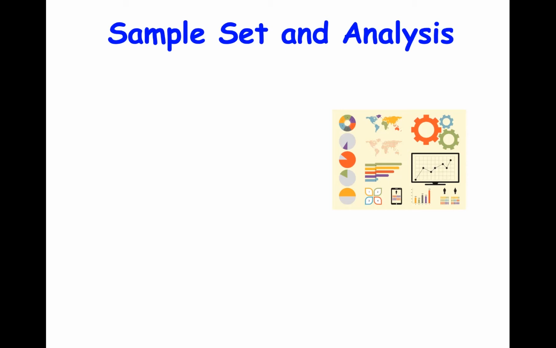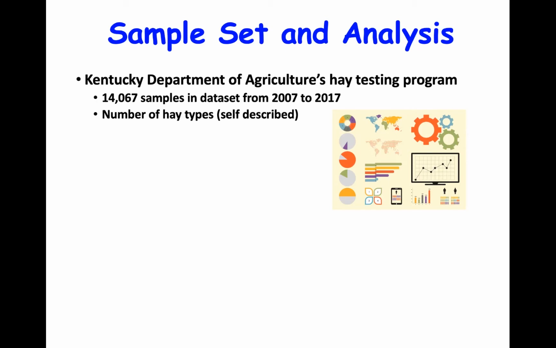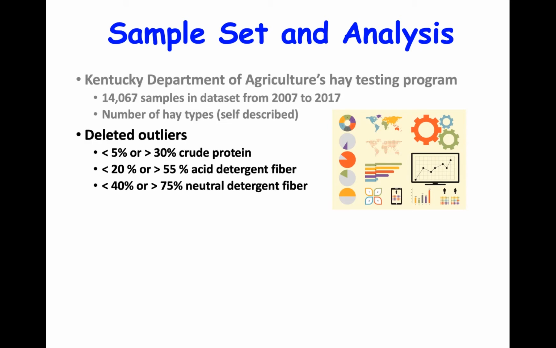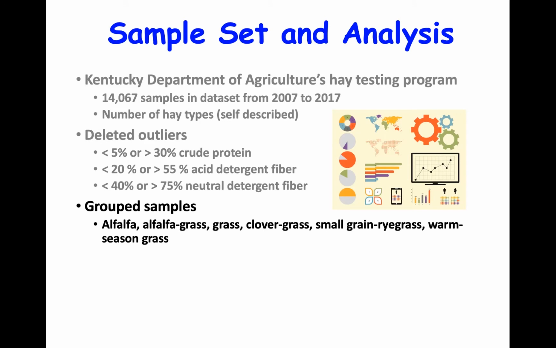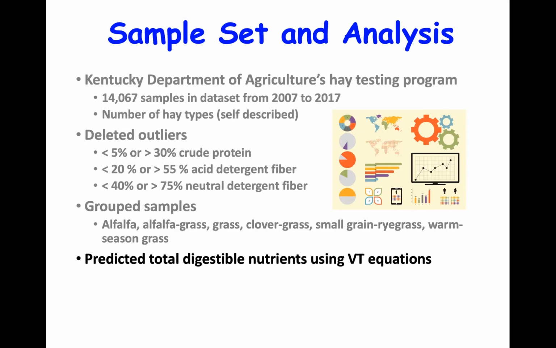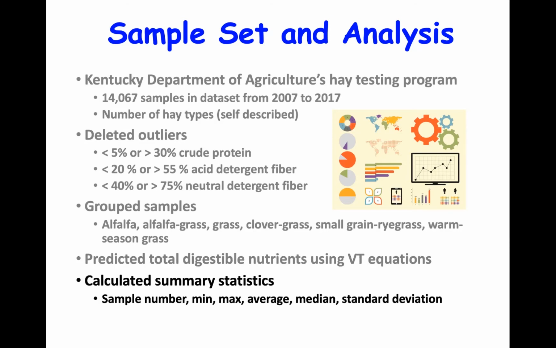I'd like to share with you a data set that was provided to me by Kim Field from the Kentucky Department of Agriculture. It included 14,000 hay samples taken over a 10-year period. First thing I did with that sample set was delete what I considered to be outliers. And then I grouped the samples by the type of hay they represented. And then we predicted total digestible nutrients using equations from Virginia Tech, and they're acid detergent based equations. And then we calculated summary statistics for the data set. This whole presentation can be seen on the KY Forages YouTube channel. It was given at the Forages at KCA session that was delivered this January.